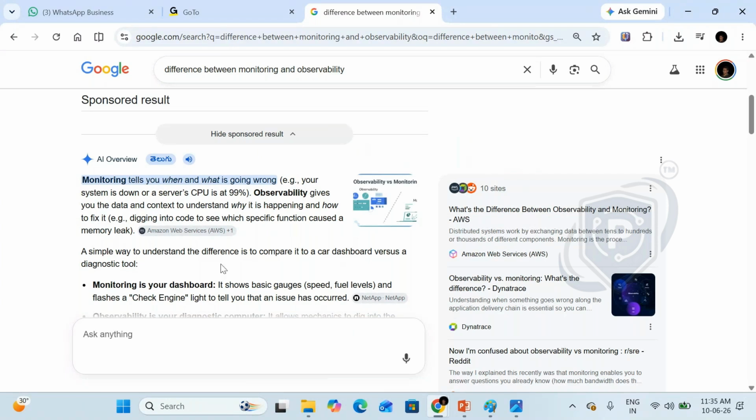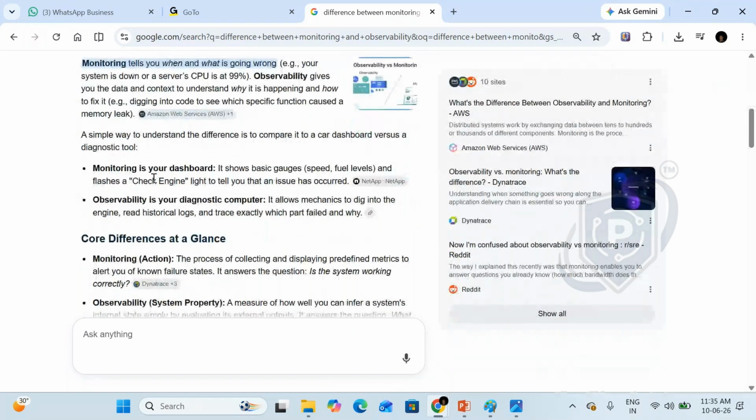Okay, a simple way to understand the difference is a car dashboard versus a diagnostic tool. Monitoring is your dashboard. It shows basic gauges like speed and fuel level, and flashes the check engine light to tell you that an issue has occurred. But observability is the diagnostic computer. It allows the mechanic to dig into the engine, read historical logs and traces, and extract exactly which part failed and why.